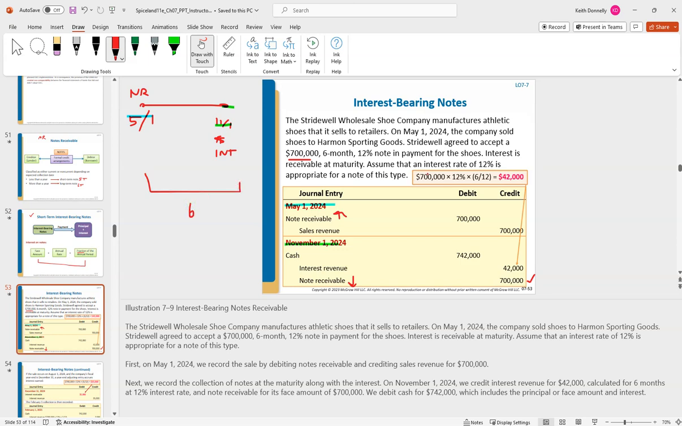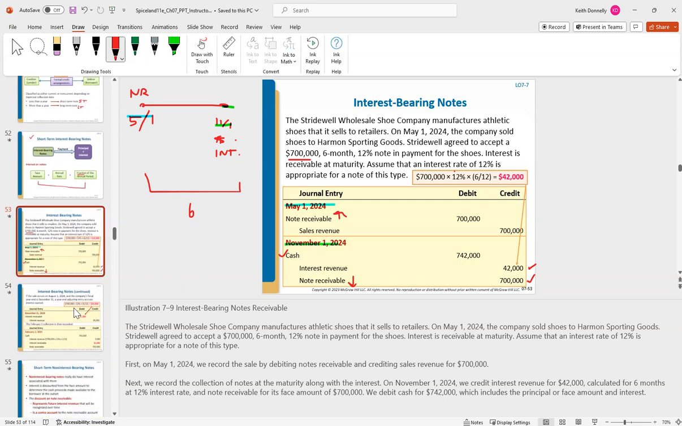So we're going to have to use that formula, 700 times 12% times 6 over 12. Why is it over 12? Well, the 12% is based on an annual rate. So to keep it apples to apples based on annual rate, 12 months, 6 over 12, 42,000 of interest revenue. And accordingly, when they pay us back, the face plus the interest, that's going to be 742 debit cash. So that was pretty straightforward.